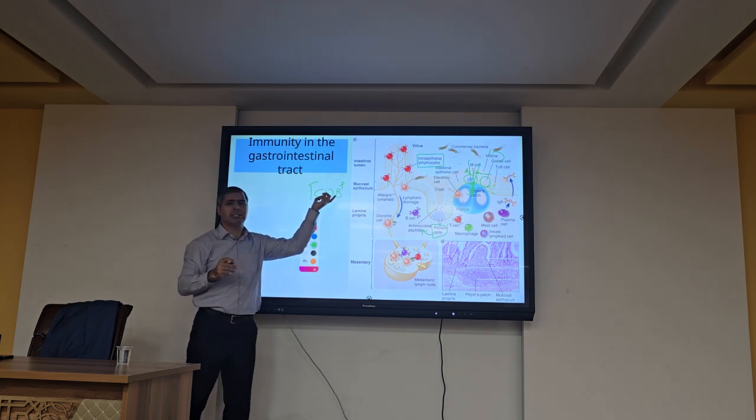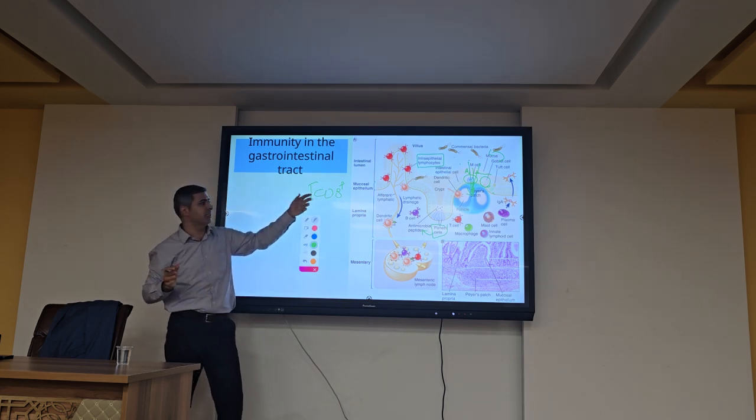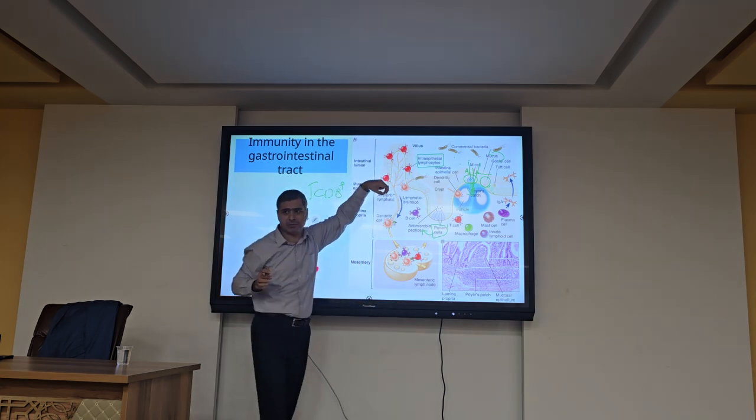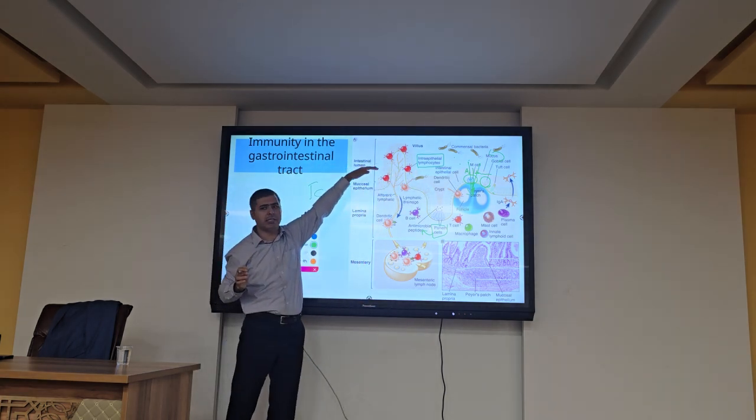As you know, CD8 positive T cells are cytotoxic T cells. Between the epithelial cells we have intraepithelial lymphocytes.